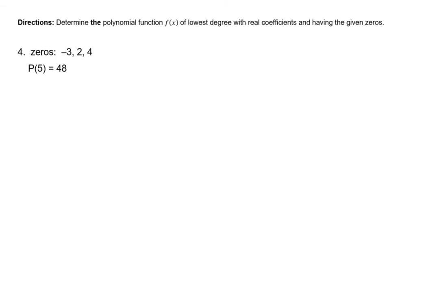On this next problem, the directions say to determine the polynomial function of lowest degree with real coefficients having the given zeros. So now there's going to be a specific polynomial. I'm not just given the zeros, I'm given a little bit more information here as well. I also know what the function value at 5 is. Okay, so the first thing I'm going to do is write out the general form for the answer, which is going to be a times x plus 3 times x minus 2 times x minus 4. And then I'm going to try to figure out what a is.